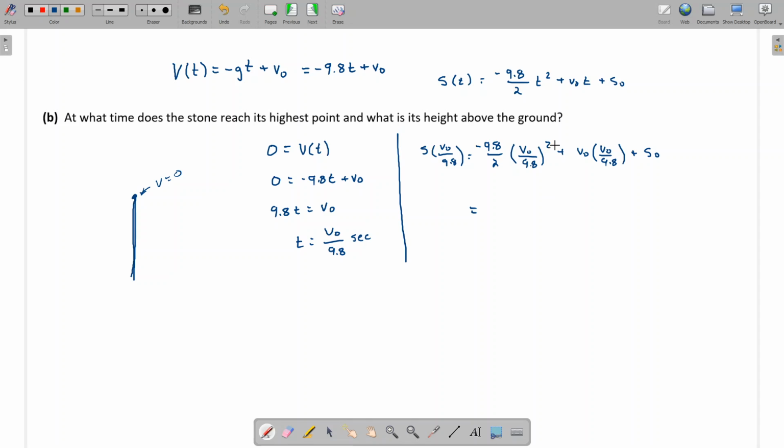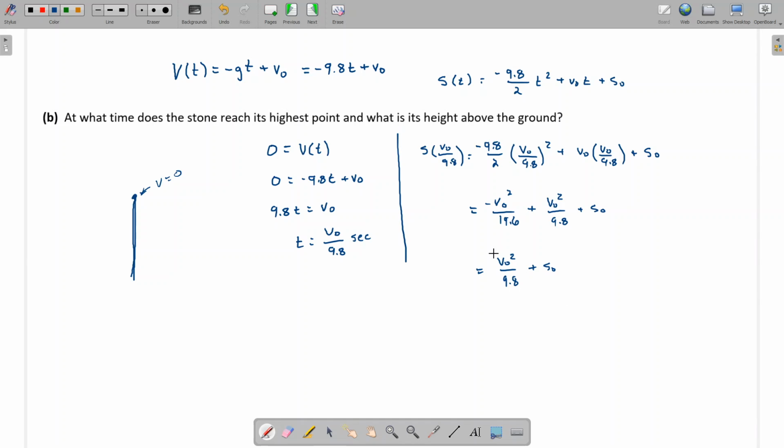Okay, so then we try to clean this up. Notice this square needs to be applied to both of these, but when it's applied to the bottom here, one of those is going to cancel. So this could be written as v naught squared over negative, I guess, we still have a negative, and then the bottom would be 19.6, because we do get to multiply that once. And then this is plus v naught squared over 9.8 plus s naught. If you get a common denominator and add these, you are just going to get a positive v naught squared over 9.8 plus s naught.